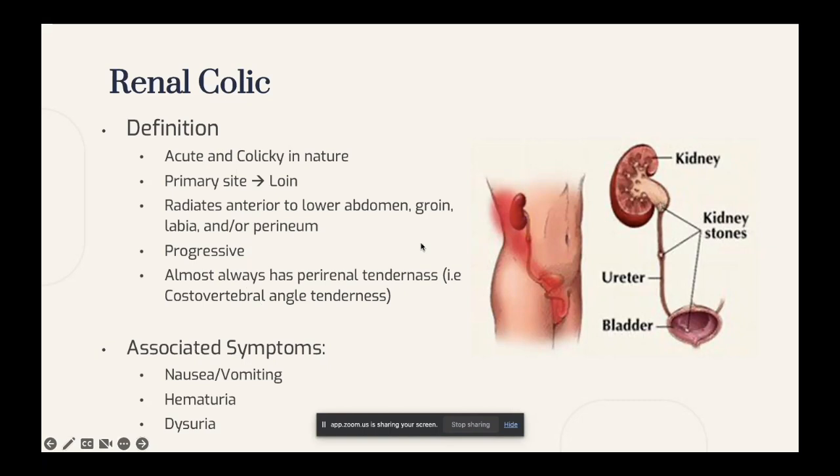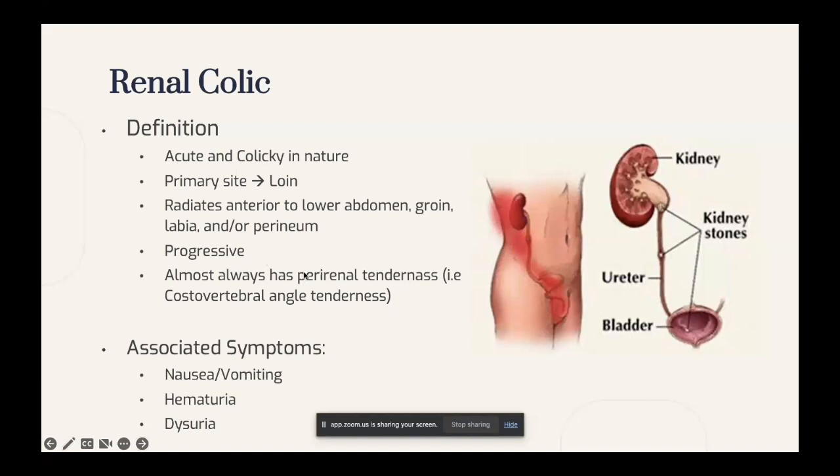The primary site usually starts at the loin. Usually what is meant by the loin is somewhere around this area, and then the pain tends to radiate anteriorly and down to the groin. It may also reach into the labia or the perineum, as well as the scrotum.